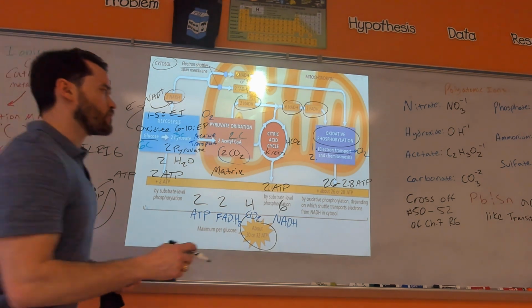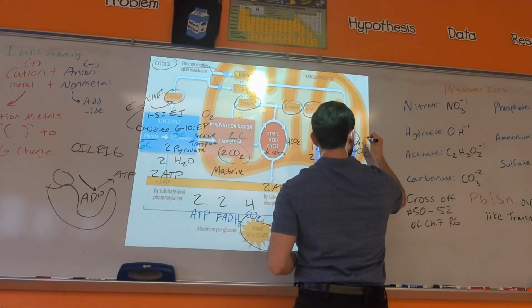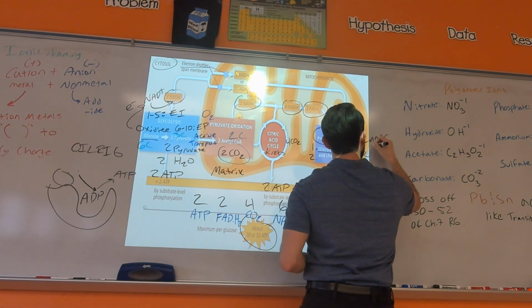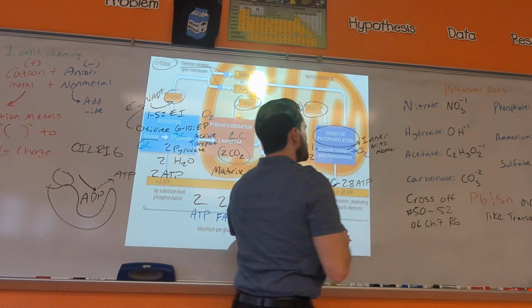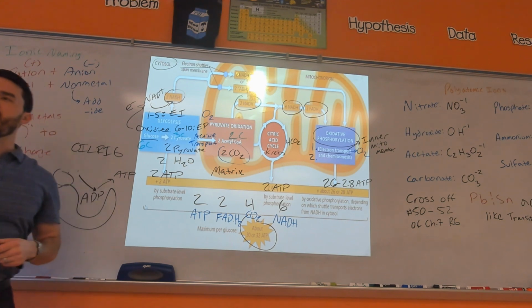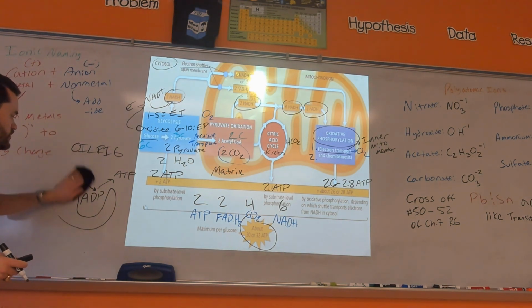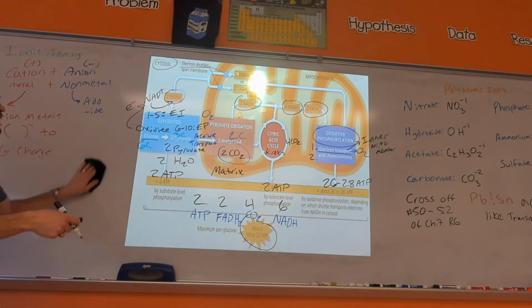The electron transport chain is the inner mitochondrial membrane. That's the location of it. The location of chemiosmosis is a little complicated. I'll show you that when I go over oxidative phosphorylation.